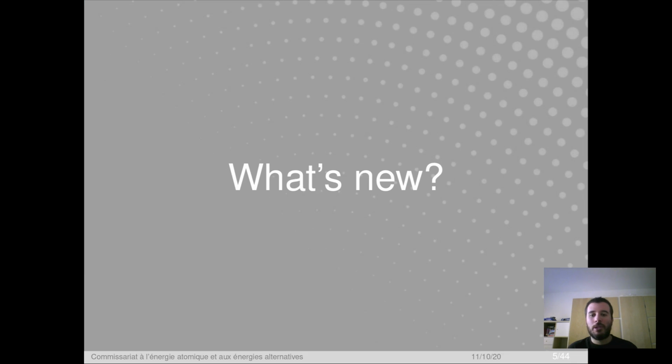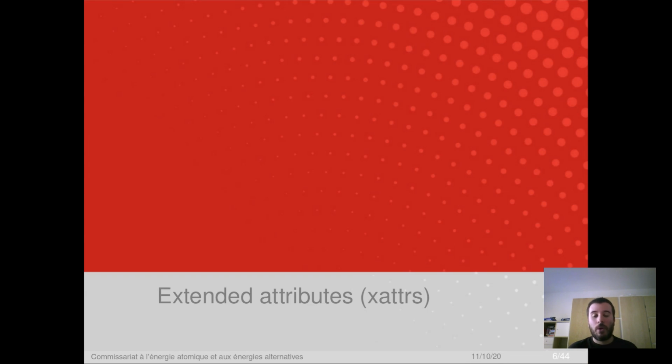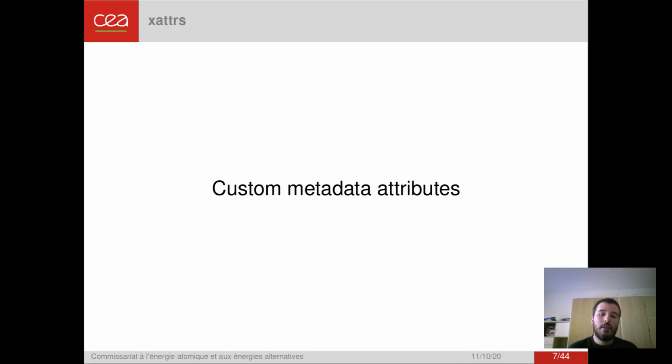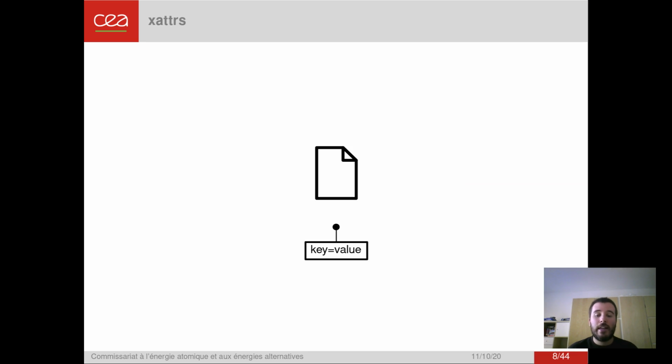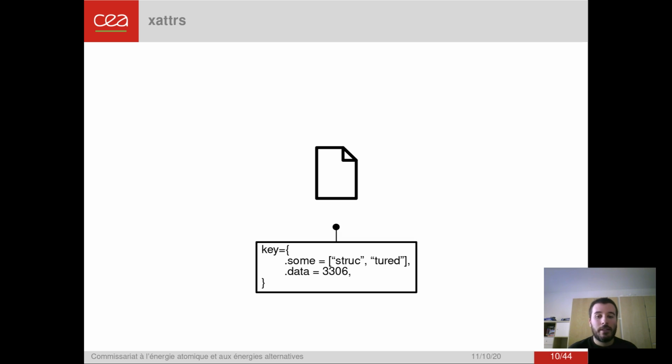Now, what is new with RobinHood in 2020? One thing that is new, and I think very important, are extended attributes, or xattrs. You know them, they exist on file systems, and they can be loosely defined as custom metadata attributes. On file systems, there are key value pairs that you attach to inodes. The value is a binary blob. This is different on RobinHood, where the value can be structured data.